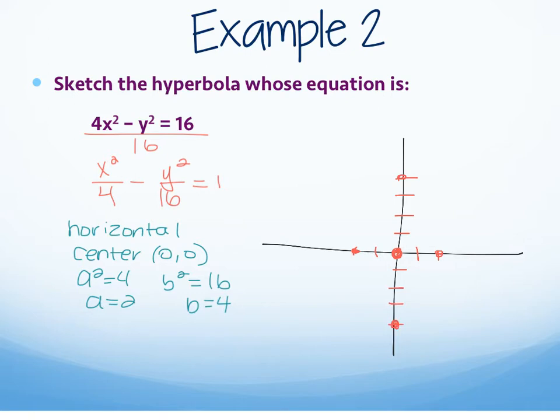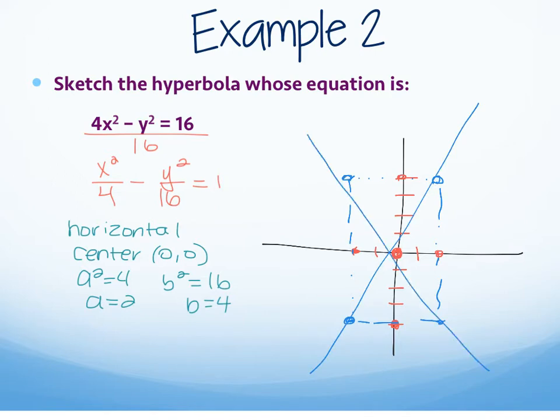And then I can make my little box. The corners are where my asymptotes are going to go through. I want to make the branches as close to, without touching, my asymptotes as I can get. So you want to fill that space.